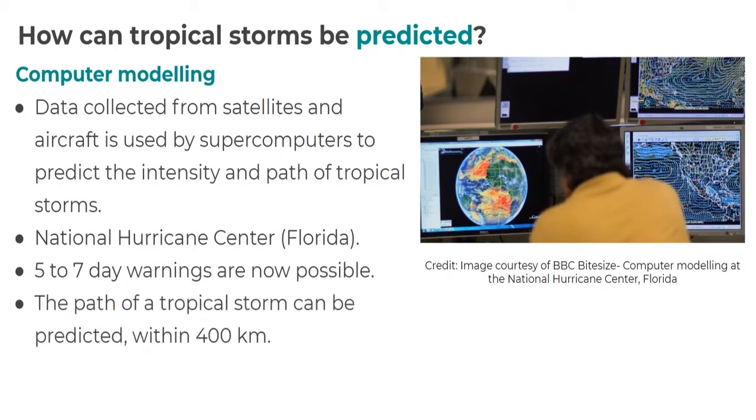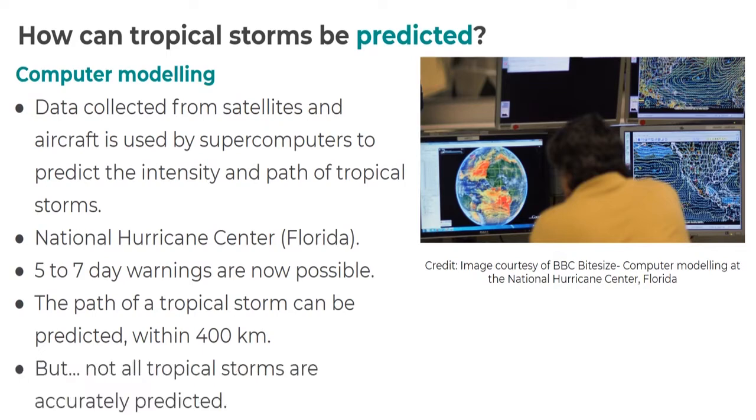Now, the path of a tropical storm can be predicted within about 400 kilometres, and that has increased in accuracy over time. However, what we should be aware of is that not all tropical storms are accurately predicted. However, these predictions are really useful to us. It allows us to consider how to prepare people effectively for a potential tropical storm event. It might also give us time to evacuate people from areas at risk. So although the predictions may not be completely accurate, without them we would struggle far more in reducing the effects of tropical storms. So this is really useful.